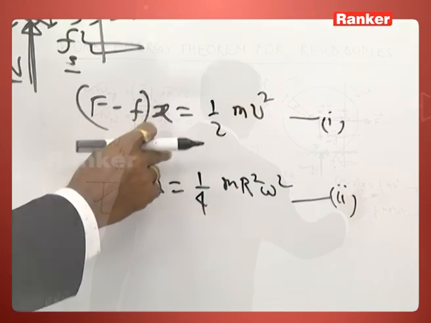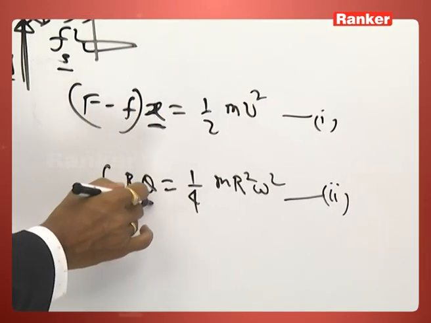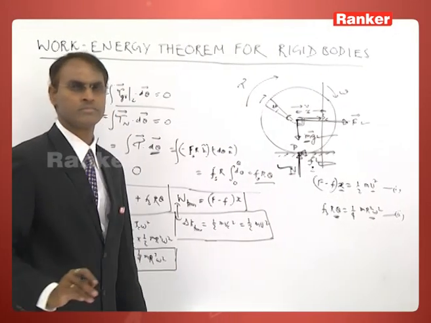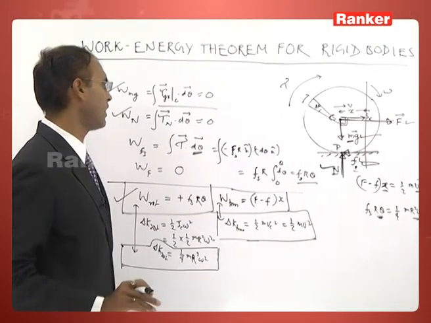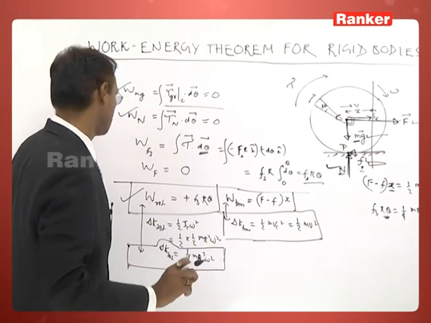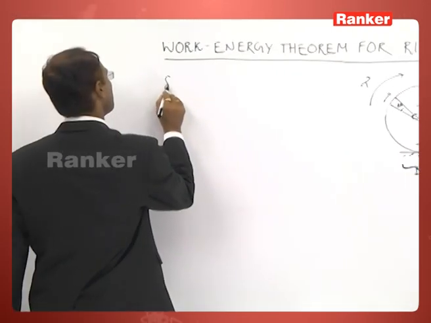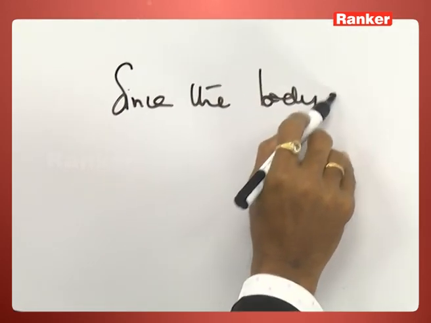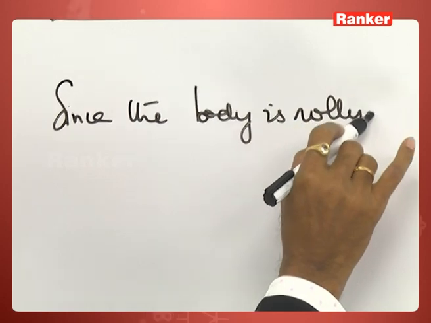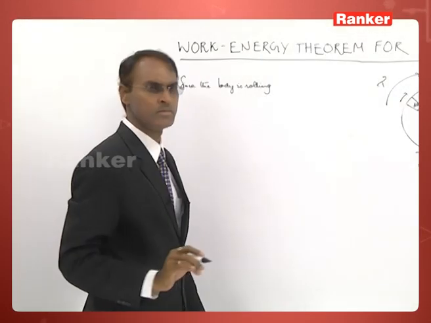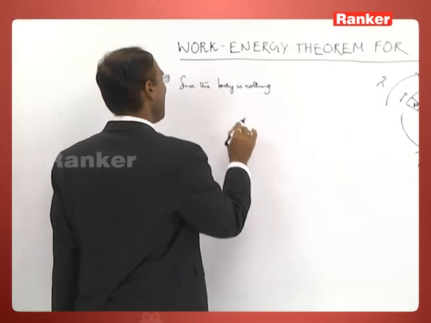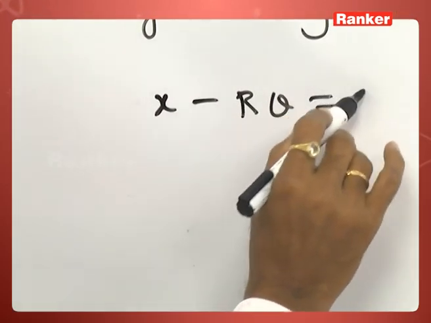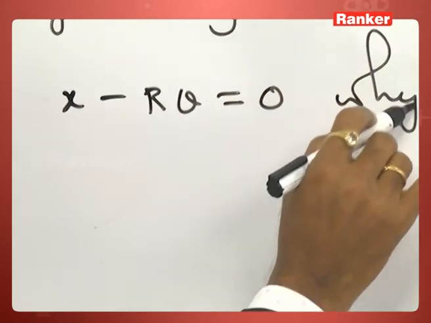Now we need the relation between x and r theta, the relation between v and r omega. Kinematics of rolling objects. Since the body is rolling, x minus r theta will be equal to 0. Why?